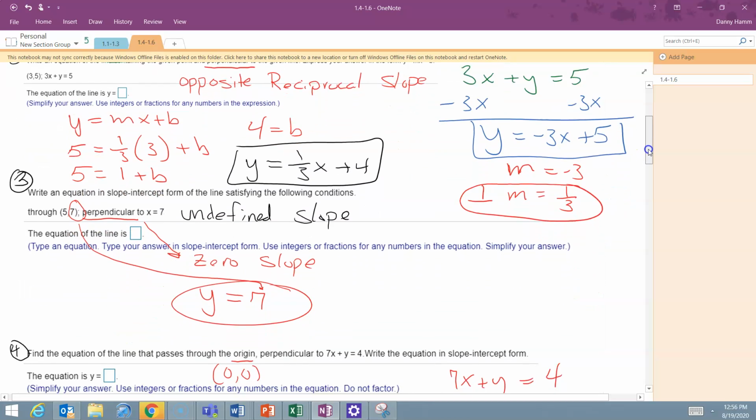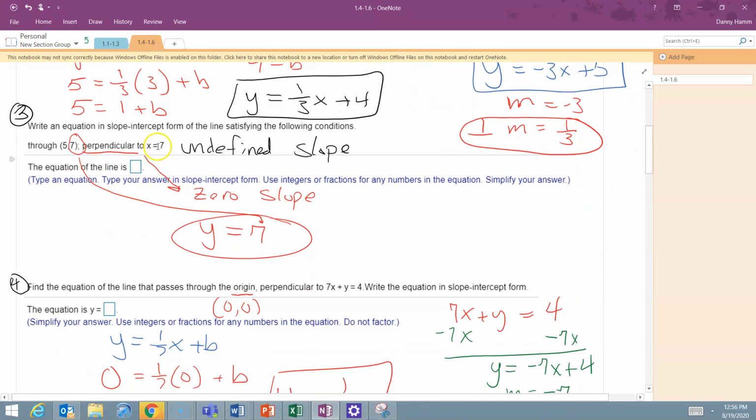In the next problem, we're given x is equal to 7, which means we have undefined slope, which is a vertical line, and perpendicular to that is the opposite reciprocal, which would just be 0 slope, which is y equals 0x plus b. And so it's simply just y equals 7 if we just look at the given point. Very easy problem.